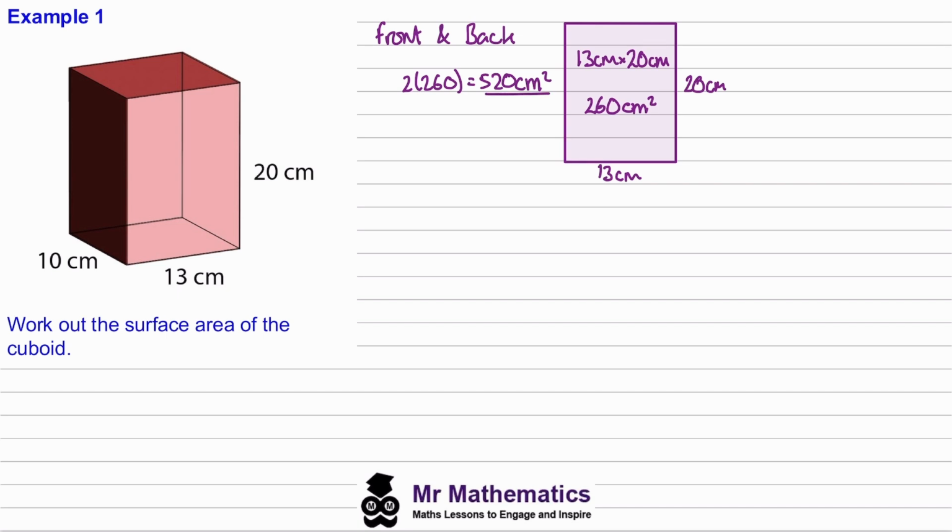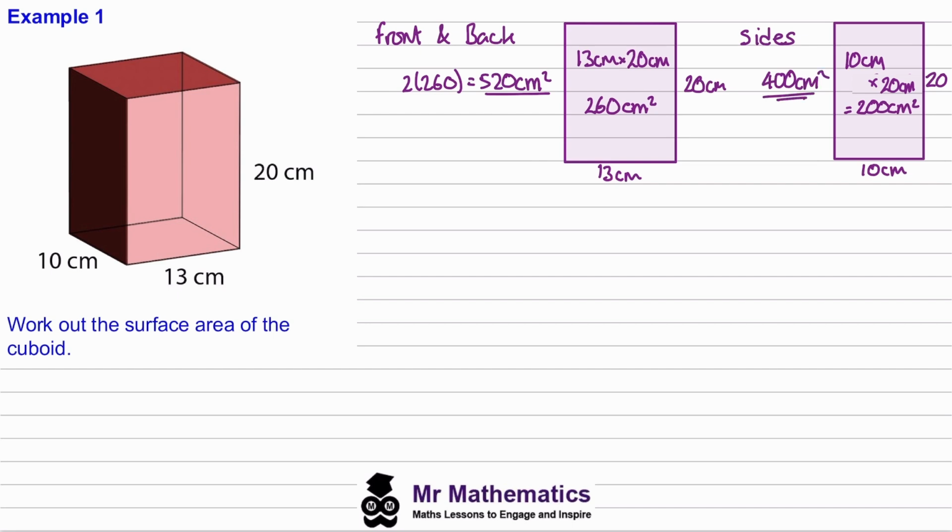And then we can think about the side faces. The left-hand side is identical to the right-hand side. We know they'll share the same height of 20, but the width now will be this length, which is given as 10. So the area of one side will be the 10 centimeters multiplied by the 20 centimeters. And this will give us 200 centimeters squared. So the two sides together will be double this, and this will be the 400 centimeters squared.